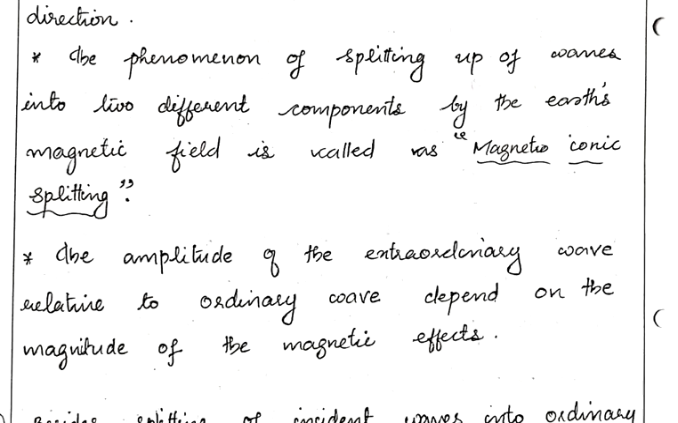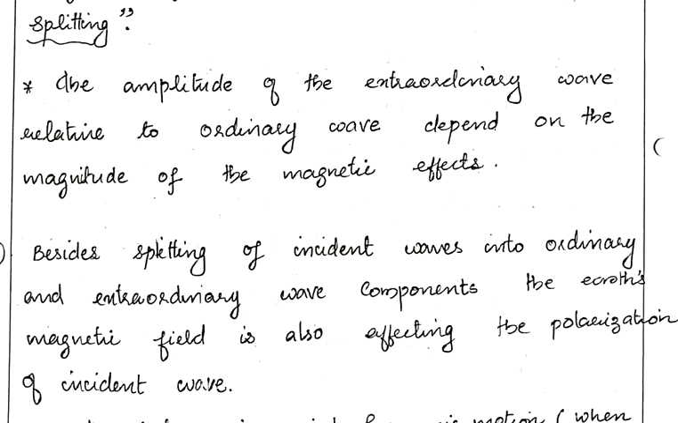Next, the second point is the effect on polarization of incident waves. Besides the splitting of incident radio waves into ordinary and extraordinary wave components, the Earth's magnetic field affects the polarization of incident waves. That is, electrons in simple harmonic motion in the absence of a magnetic field will be modified into elliptical or spiral motion in the presence of the Earth's magnetic field.